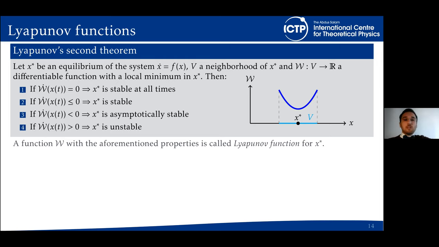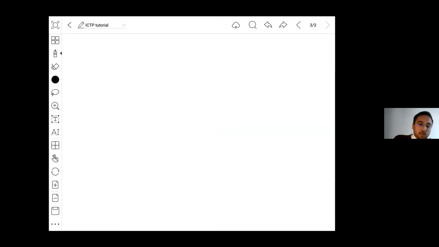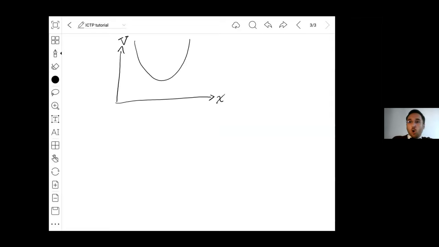A case when we can say globally that an equilibrium is asymptotically stable, for example, are systems with conserved quantities. If we have a particle in a potential, so a very simple physical system, this particle can move only on the x-axis, and we know that it is subject to a given energy potential V. And for example, we know that this potential is a parabola. So this is defined on all the x-axis. So we know globally how the potential works.